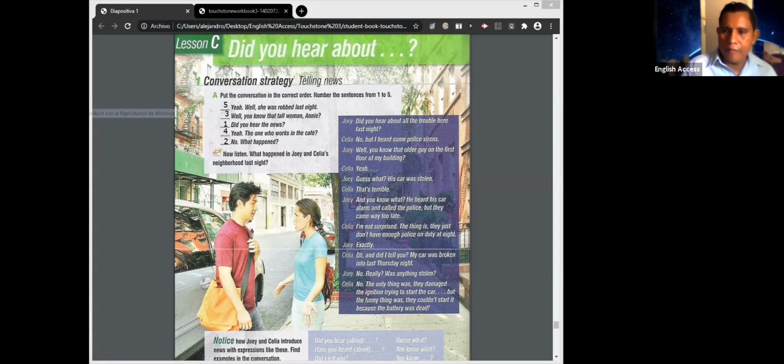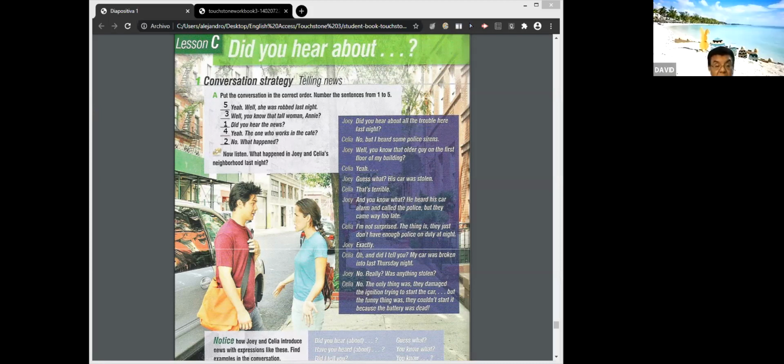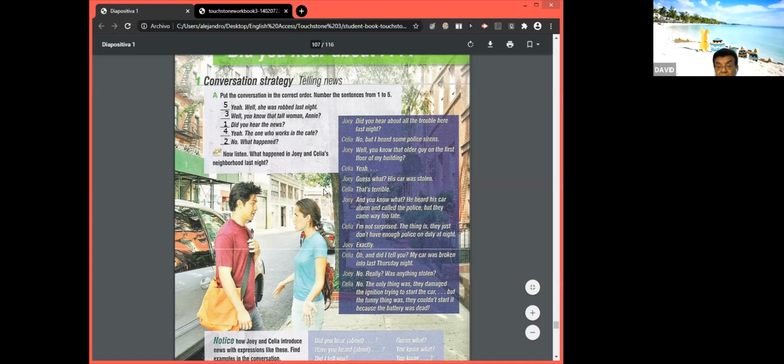Page 118. Unit 12, In the News. Lesson A, Local, page 120. Lesson B, Net, page 121. Listening and speaking, News Up, page 122. Lesson C, Did you hear about...?